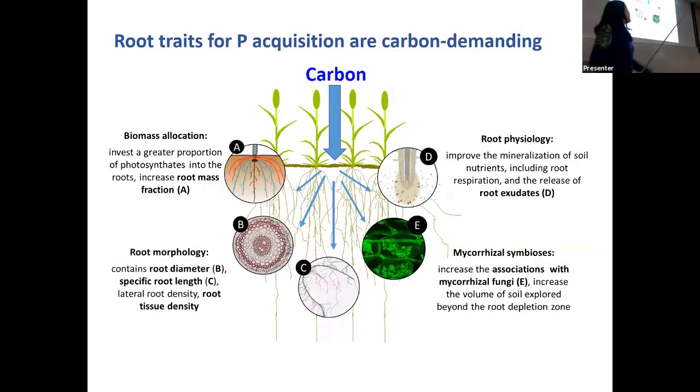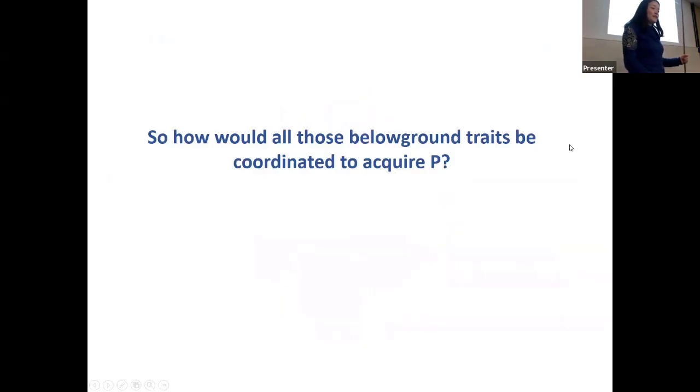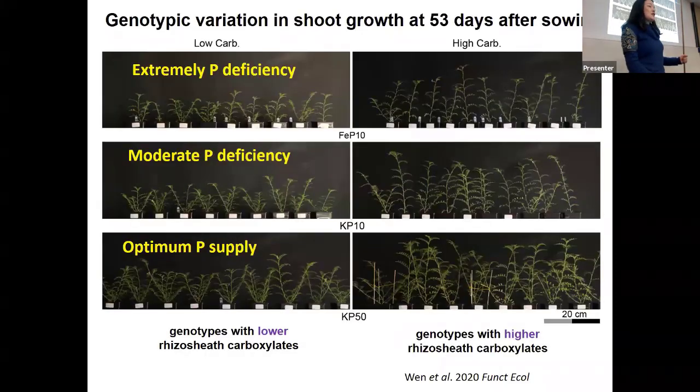As I have just mentioned, a number of below-ground processes are important for the phosphorus acquisition. But all those below-ground processes are actually carbon costs. They need some investment. So the question here is, how would all these below-ground traits be coordinated with each other to acquire phosphorus? So to answer that question, we selected 10 chickpea genotypes with high carboxylates here on the right side, and 10 genotypes with low carboxylates.